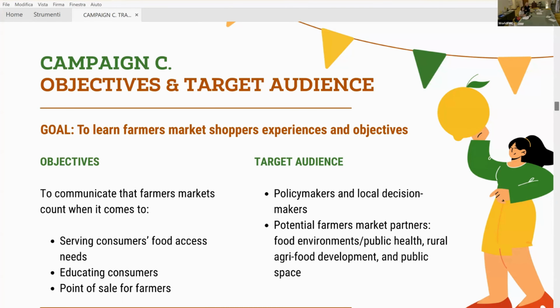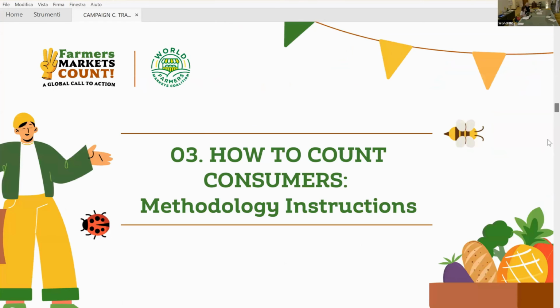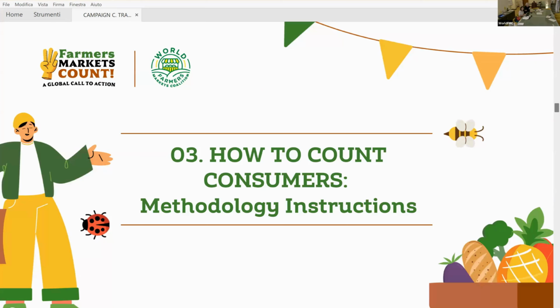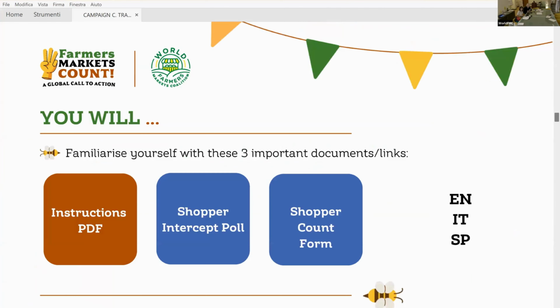And also we want, of course, our target audience are the policymakers and local decision makers, potential farmers market partners, so food environments, public health, rural agri-food development, and public spaces. And I would say here also consumers themselves and farmers themselves could be the target of this campaign, to show farmers that yes, there are people coming to shop at the farmers market, so come and join us on this adventure. Next slide, Julia, please. And I pass the word to Richard now. Okay. Thank you, Viola. So now we'll get to the methodology.